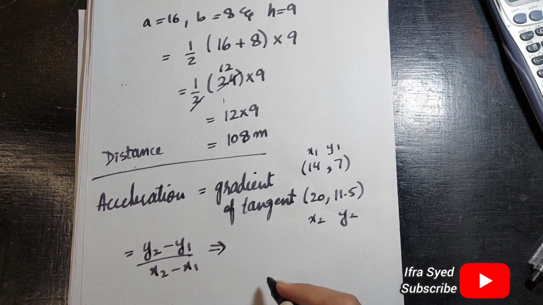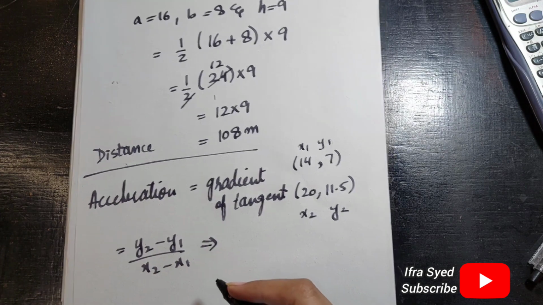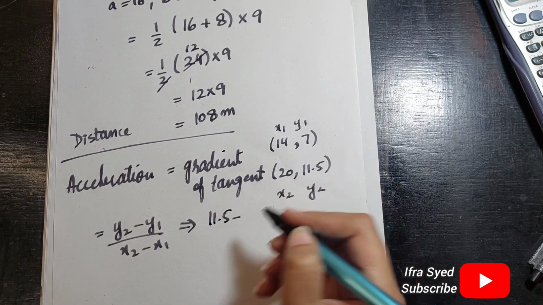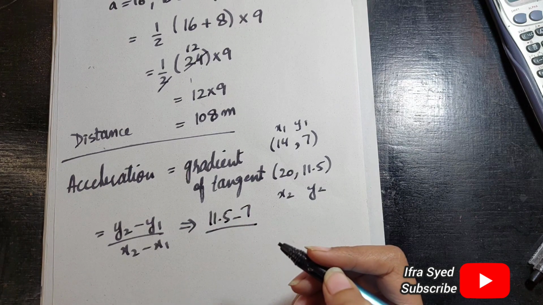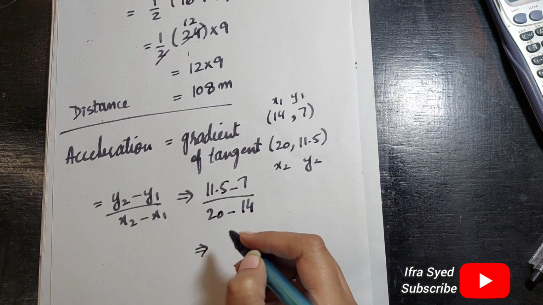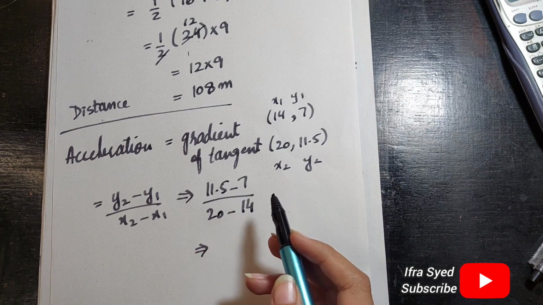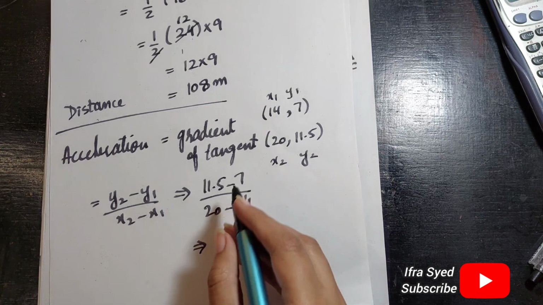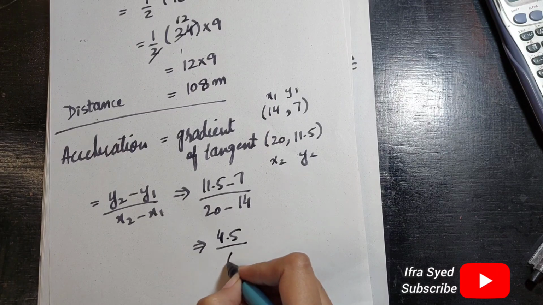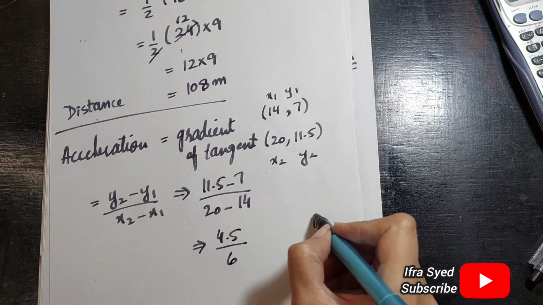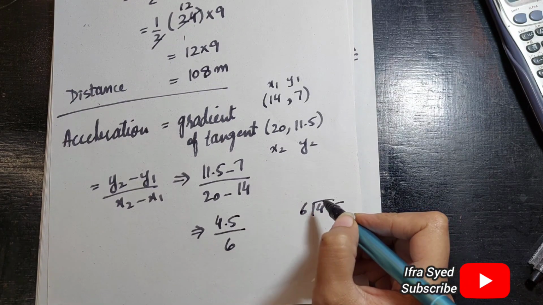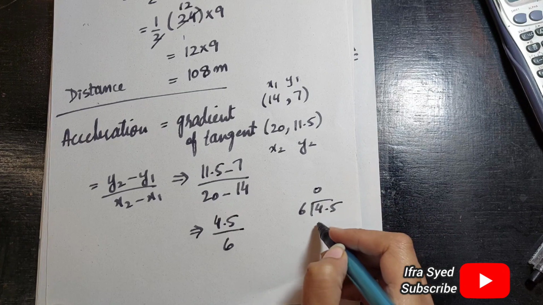So let's substitute the values of y2, y1, x2 and x1 in the gradient formula. So y2 is equal to 11.5, so 11.5 minus y1, which is 7, divided by x2, which is 20, minus x1, which is 14. So I'm writing here 11.5 minus 7 will be equal to 4.5, and 20 minus 14 is 6. So I will divide 4.5 by 6.